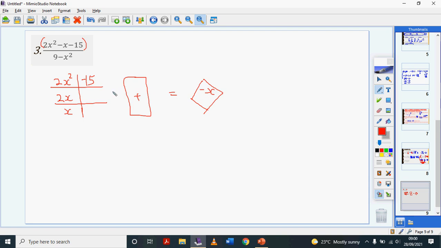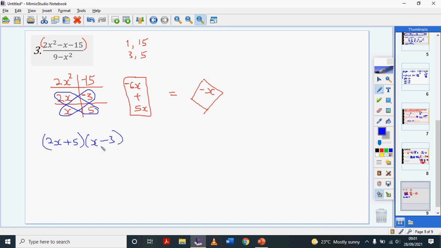What factors are these? Can I use 1 and 15? No. Can I use 3 and 5? Let's see. If I use 3 and 5, but this has to be negative. I know that 2 times 3 is 6x, right? And x times 5 is 5x. So if I'm adding these and I need to get negative x, that means the 6 has to be negative. That means the 3 has to be negative. And that's how I'll get negative x. So then I'll do my diagonals and get my factors: 2x plus 5 and x minus 3.